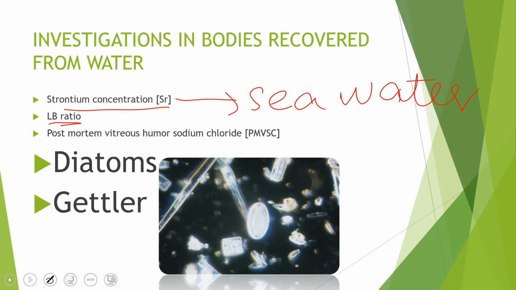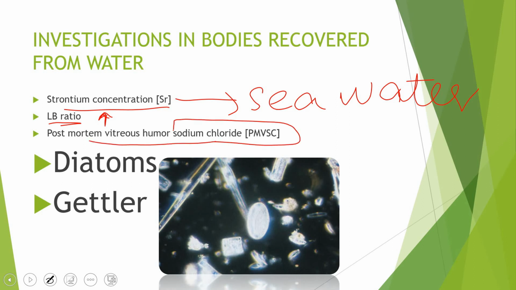Similarly, LB ratio. What is LB ratio? It is lung body weight ratio. So obviously the lung gets expanded. There is emphysema aquosum, so the lung is waterlogged, it is heavy. So obviously the ratio of the lung weight to the body weight will increase. This can give you a certain hint about the cause of death, and it can help you establish the cause of death as drowning. Similarly, another test is post-mortem vitreous humor sodium chloride.